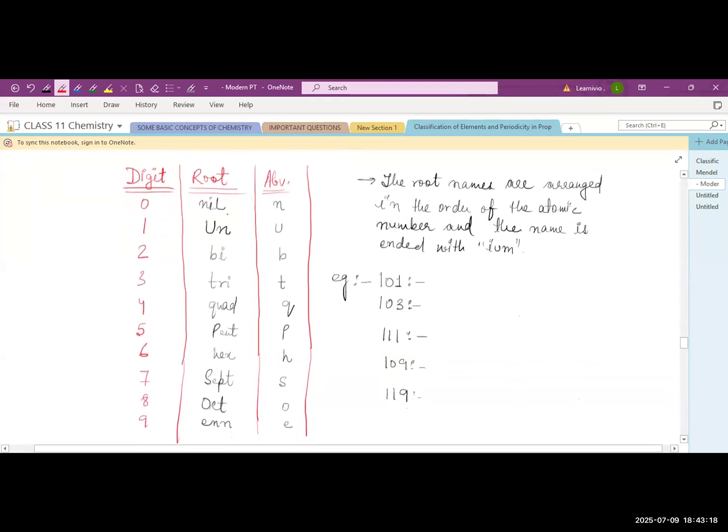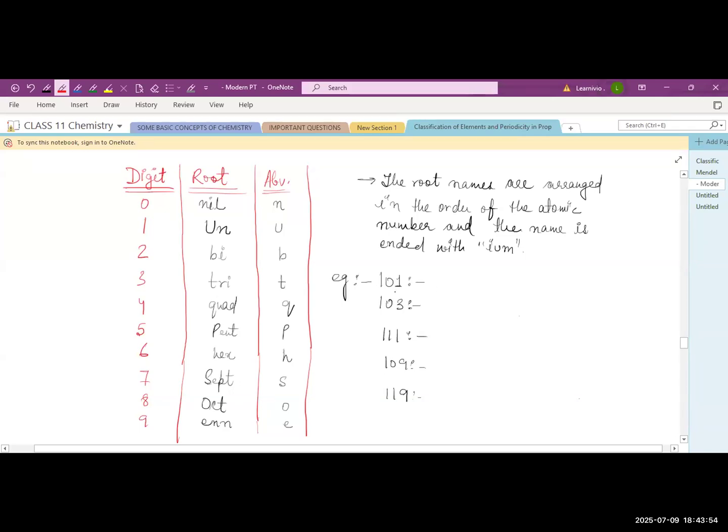So basically root words are given for them. For 0 it is nil, for 1 it is un, for 2 it is bi, for 3 it is tri, for 4 it is quad, and so on. For 9 it is enn. And here the abbreviation is given. Nil के लिए हम n लिखते हैं, for un it is u, for bi it is b, and so on. The root names are arranged in the order of atomic number, and the name ends with -ium.